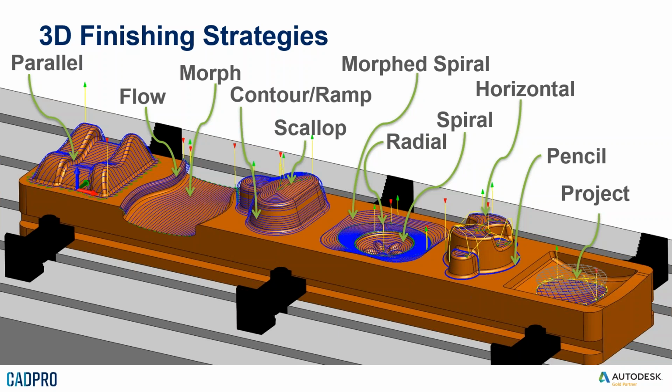What we see here on screen are all the 3D finishing toolpaths that are available, and they're a mixture. You can see parallel is a step over strategy, whereas contour or ramp is a step down strategy. Contour and ramp are good in steep areas but bad in shallow, and parallel is good in shallow areas but poor in steep areas. So you have to mix and match the two.